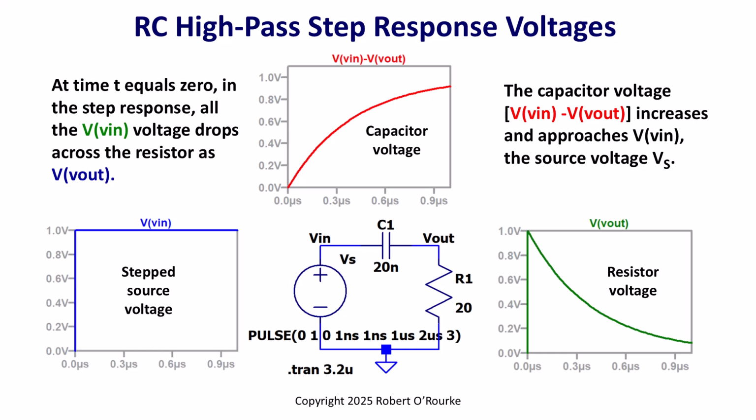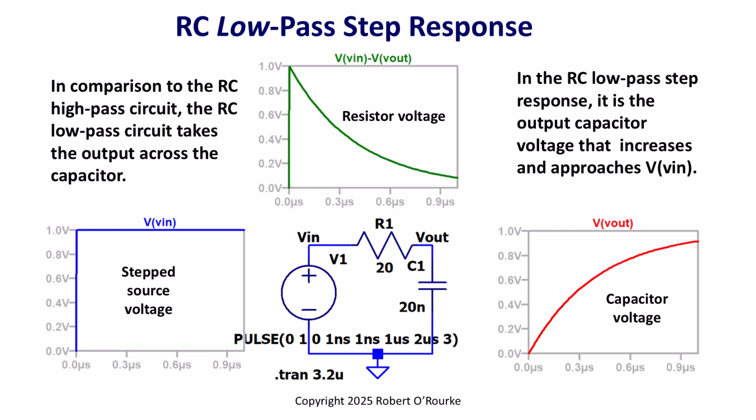Here we can see a different view of the same RC high-pass circuit topology, starting with the voltage source V of Vin being stepped from 0 to 1 volt. The resistor voltage also instantly steps up to the source voltage value of 1 volt. Then the output exponentially decreases while the capacitor voltage increases.